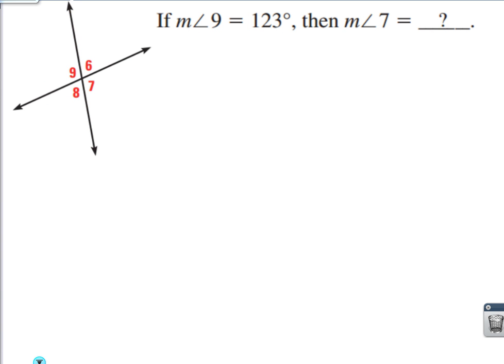Next one. Measure of angle 9, Vanessa, is 123. How big is 7? I can't see it. I'm sorry. If this one's 123 degrees, here's 9, here's 7. Are those vertical of each other? Yes, we can see it. Okay. They're the same. So if 9's 123 degrees, that means 7's also 123 degrees. They're vertical. They didn't ask you to, but if they needed 6, how would we find it? Subtract from 180. Get 7. Pretty easy.